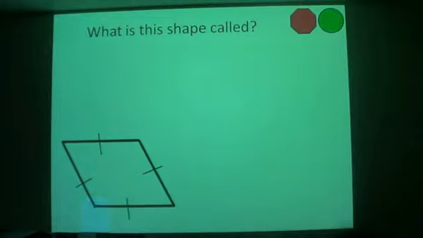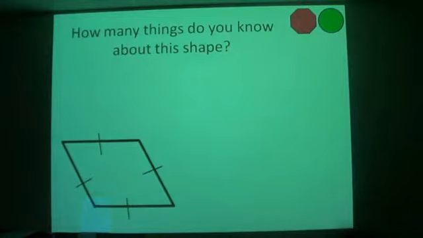What is this shape called? And write down a few things that you might know about it. It is called a rhombus.